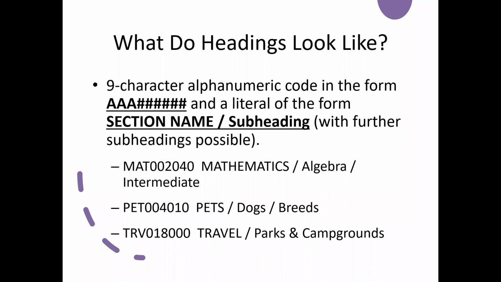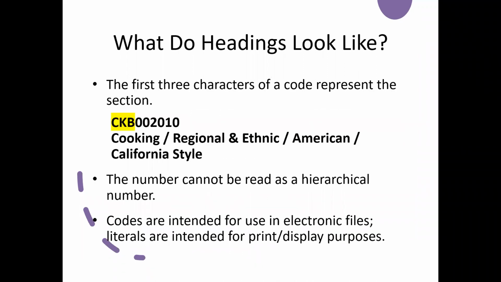Here's just some examples on the code. For example, MAT 002 040 and the literal Mathematics / Algebra / Intermediate. The first 3 characters of the code represent the section. So in this example, CKB represents cooking, and 002 010 represents the literal Regional and Ethnic / American / California Style.